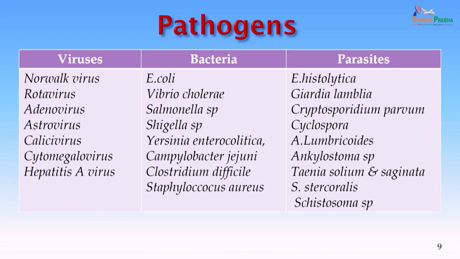The pathogens causing diarrhea are essentially the bacteria E. coli, Vibrio cholera and Shigella, and the other bacteria shown in the chart there. The viruses are the Norwalk virus, the rotavirus, the adenovirus, astrovirus, calicivirus, coronavirus and the enterovirus. Among the parasites, the common parasites are Entamoeba histolytica, Giardia lamblia. In the immunocompromised host, Cryptosporidium, Cyclospora and Isospora are common pathogens.